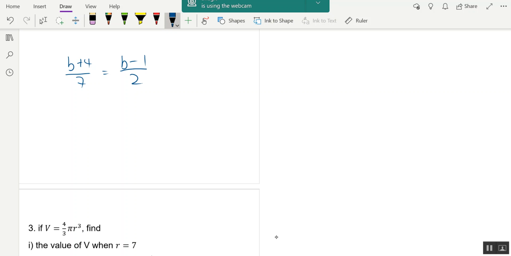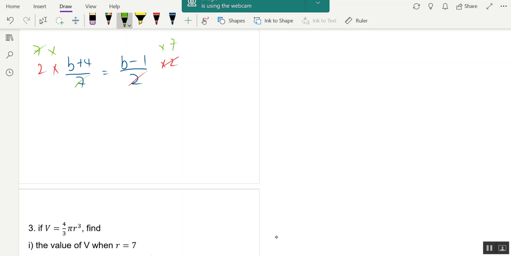Why do we do cross multiply? It's basically to remove these two: we multiply by 2, and at this point we also need to multiply the other side by 2. Then on the left side, we want to remove this 7, so we also multiply by 7 on both sides. So these two and these two will neutralize each other, and this 7 and this 7 will neutralize each other.